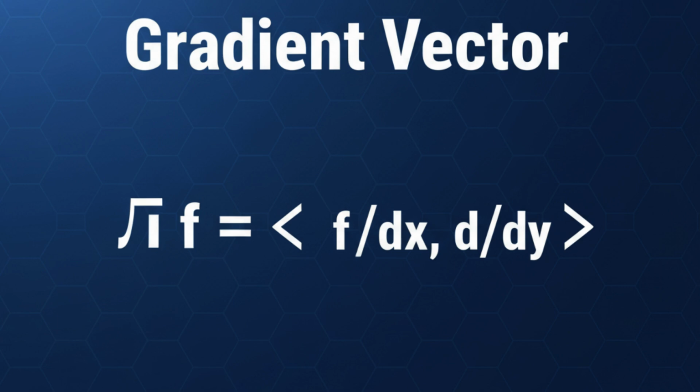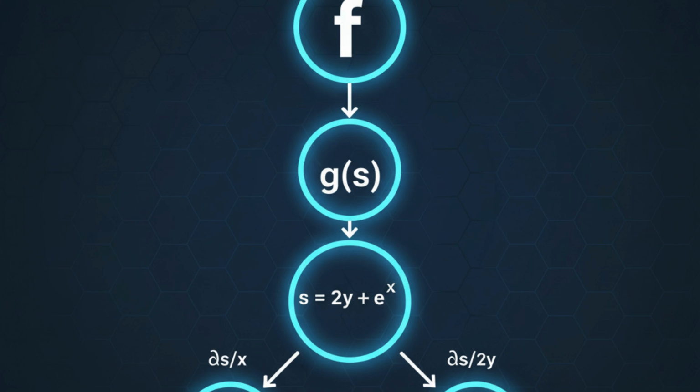Let's find the partial derivatives, f sub x and f sub y. Using the chain rule, the partial derivative f sub x is g prime of 2 times y plus e to the x, all multiplied by e to the x. Similarly, f sub y is g prime of 2 times y plus e to the x, all multiplied by 2.